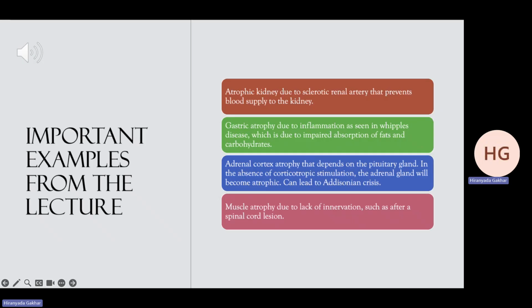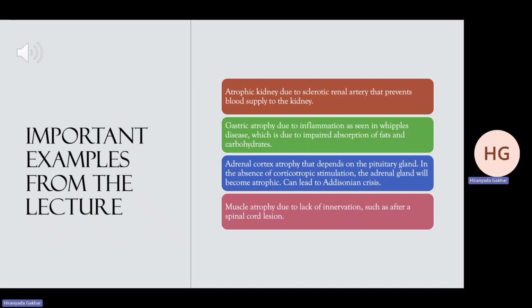So before I end, there are certain important examples that are mentioned in the lectures and the professors like to ask about them. One of which is your atrophic kidney, so decrease in the size of the kidney due to sclerotic renal artery. So it's an example of vascular atrophy wherein the blood supply to the kidney is affected, and that leads to atrophy of the kidney. The second one is gastric atrophy, which is an example of inflammatory atrophy, which is seen in case of Whipple's disease or any kind of malabsorption syndrome where there is impaired absorption of fats or carbohydrates or even proteins.